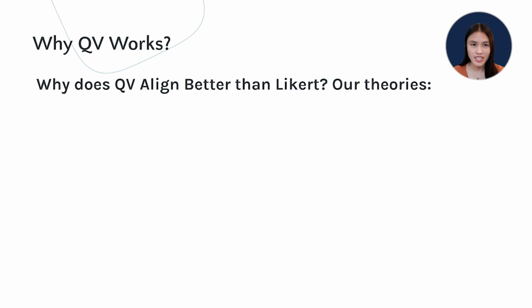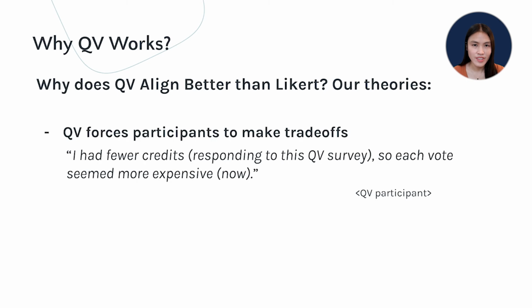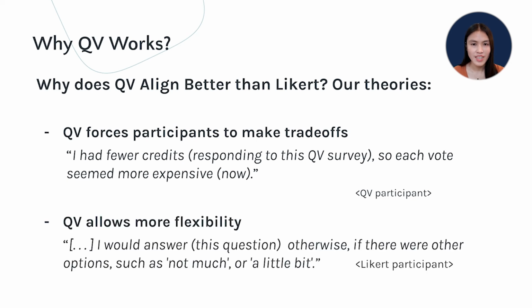We have 2 theories on why QV with medium or large budgets elicits more accurate true preferences than the 5-point Likert scale. First, we believe that QV forces participants to make trade-offs. One of the participants mentioned feeling expensive when voting. Second, we think that QV allows more flexibility for participants to express their preferences, since one Likert participant wished to express an attitude between the given options.